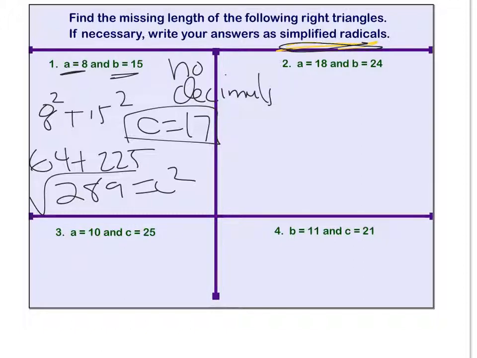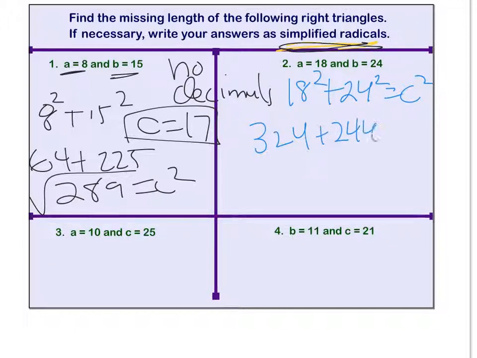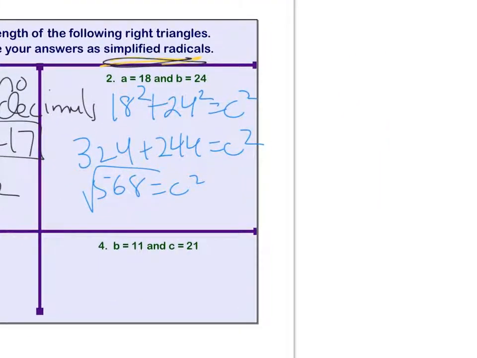Now for number 2, 18 and 24, that's 18 squared plus 24 squared equals c squared. So 18 squared is going to be 324. 24 squared is going to be 576. So if you add those two things together, you get 900. Now, I don't think 568 is a perfect square. So you've actually got to break this apart and simplify it. So that means you've actually got to take the square root of 568 and start playing around and seeing what you can divide it by.